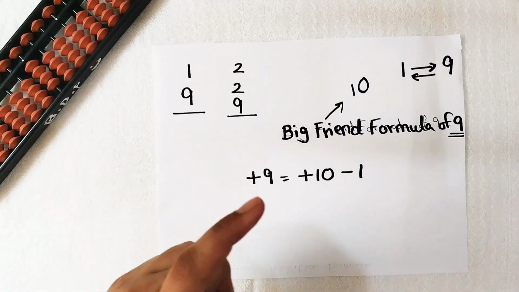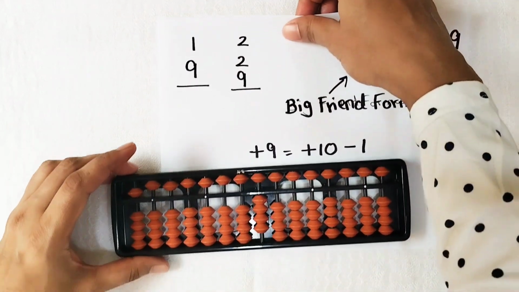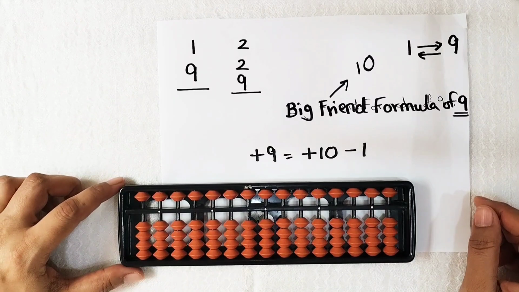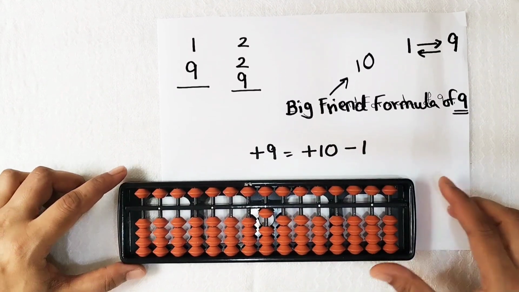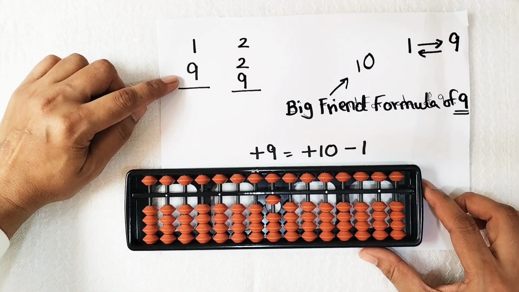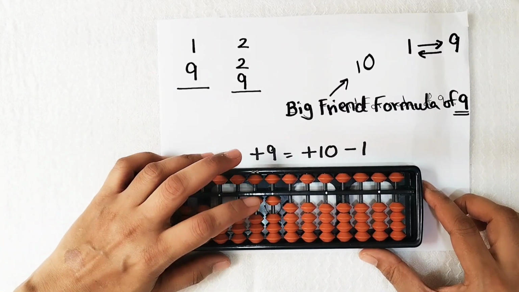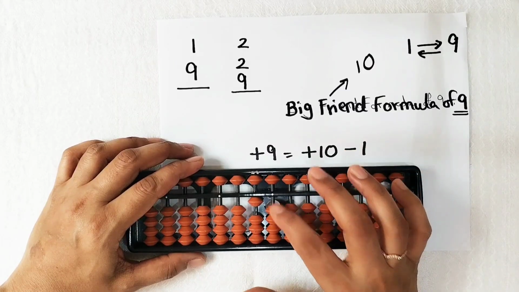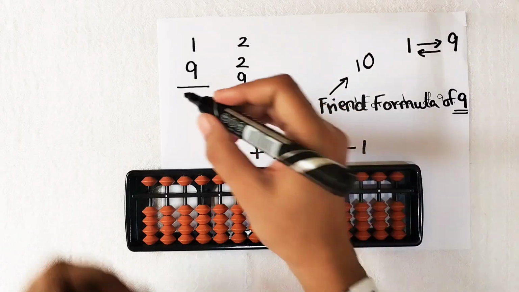Okay. Now let's try using this statement. First one. 1 plus 9. I have 1 here plus 9. So how will I add 9 here? The formula says add the 10. I will add the 10 and less 1. So my answer is 10.